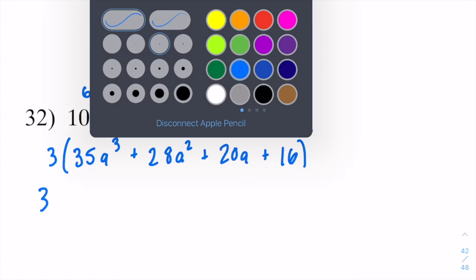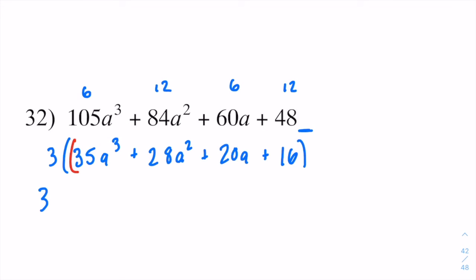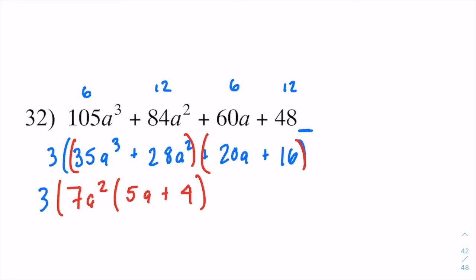I'm going to switch colors here, and we're going to group the first 2 and the last 2. Between the first 2 terms, I see 7a squared that can go into both. And that leaves us with 5a plus 4. From our last 2 terms, we can pull out a factor of 4. And that leaves us with 5a plus 4. Oh, great. I'm so glad we got the same thing both times. That means we're doing something right. The 3 comes down along for the ride again.